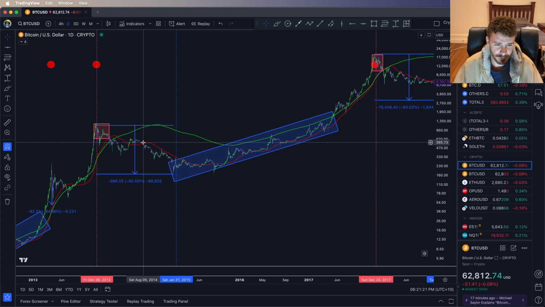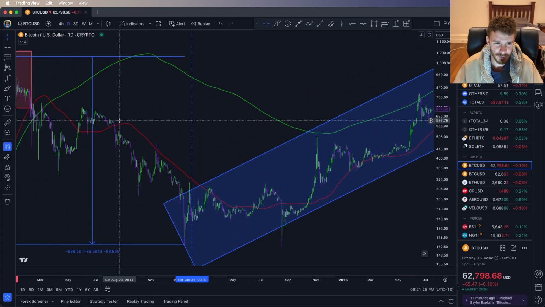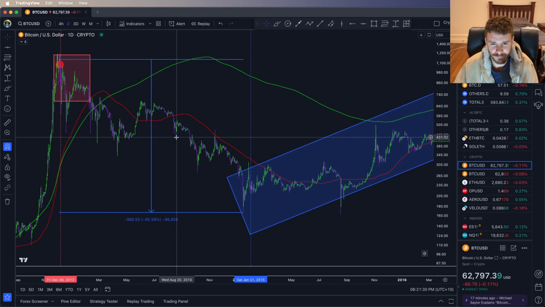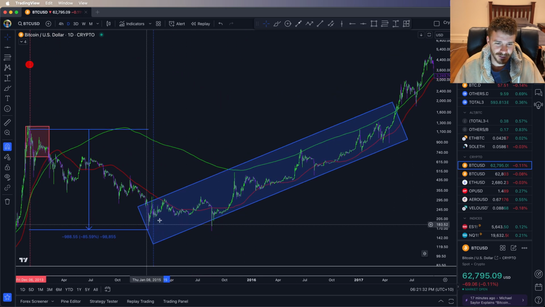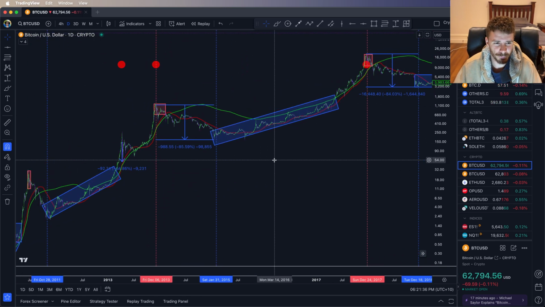But the problem with this is it didn't give you a buying signal. See, the green did cross above the red, obviously, but you wouldn't be buying here. You want to be buying down here. And you don't know when to buy, which is the problem with this indicator. It's only good for selling, not buying.